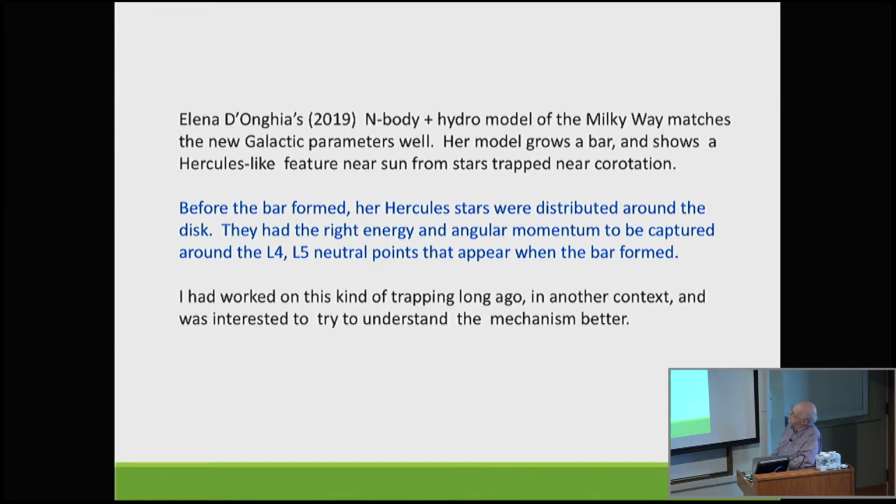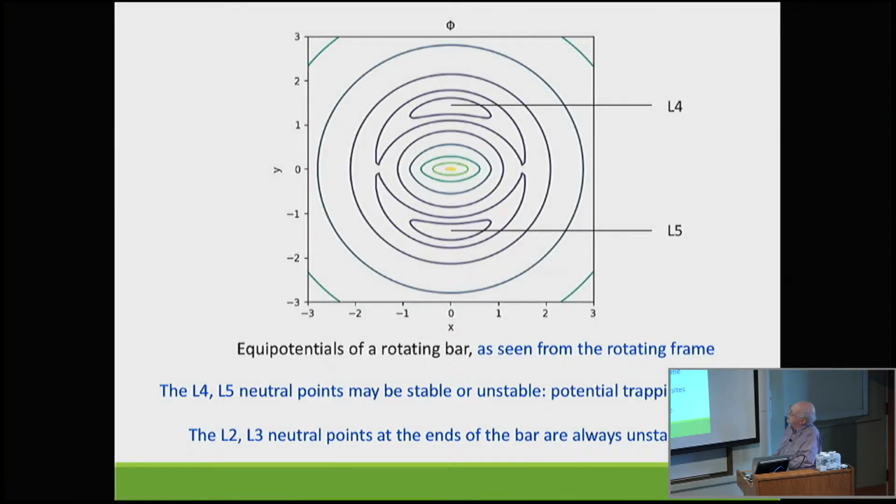So in her models, before the bar formed, the Hercules stars were distributed around the disk. They had the right energy and angular momentum to be captured around these neutral points that appeared when the bar forms. Okay, so this is what the potential of a rotating bar looks like when you get into the rotating frame. So these are just the XY coordinates. The bar is sitting about here. The L4 and L5 neutral points are the ones that are of interest to us. There are another two neutral points out at the ends of the bar that are called L2 and L3. They're always unstable, so they're not potential trapping sites. These ones may or may not be stable, and in the case of a galactic situation, they do appear to be, and they are potential trapping sites.